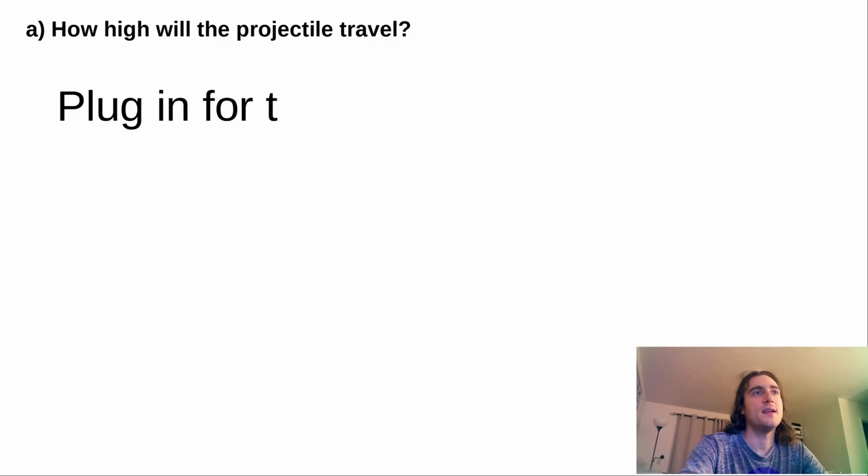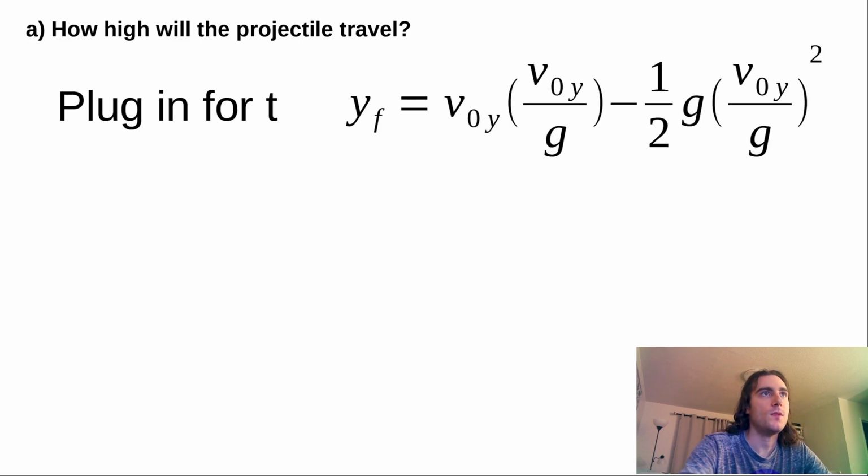So we'll take this expression and use it to find the max height. What we want to do then is plug in for t now. So I've put t in parentheses here. So y final equals the initial y velocity times v0y divided by g, that's the time it takes to get to max height, minus 1/2 g times the time it takes to get to max height again, v0y divided by g, but we have to square that quantity. So don't forget to square both the top and the bottom.